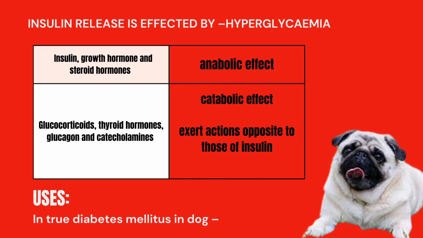Insulin release is affected by hyperglycemia. Furthermore, insulin, growth hormones, and steroid hormones are anabolic in effect. On the other hand, glucocorticoids, thyroid hormones, glucagon, and catecholamines are catabolic in effect and exert actions opposite to those of insulin.